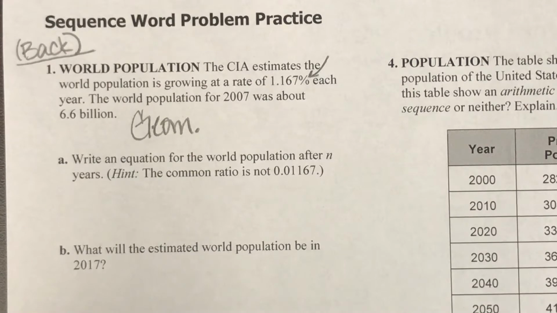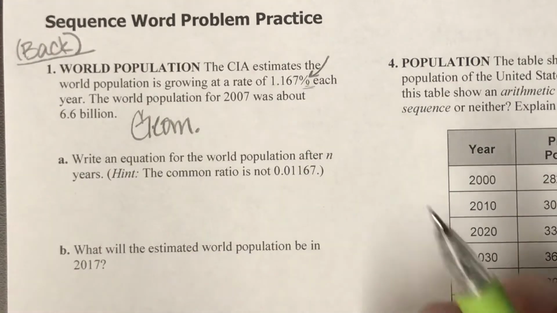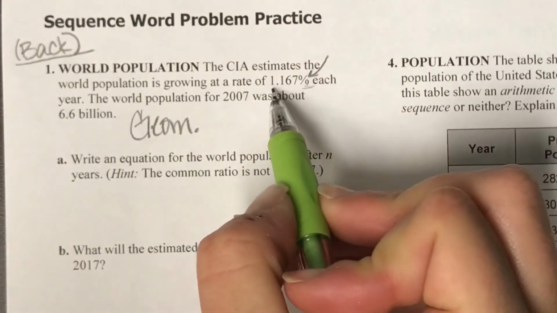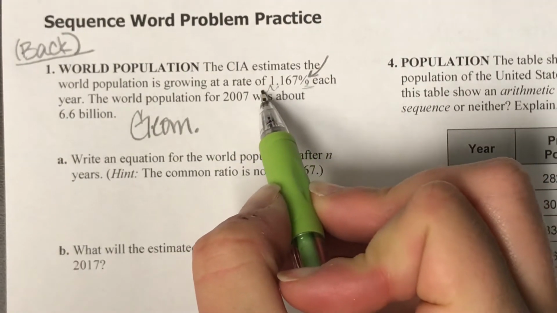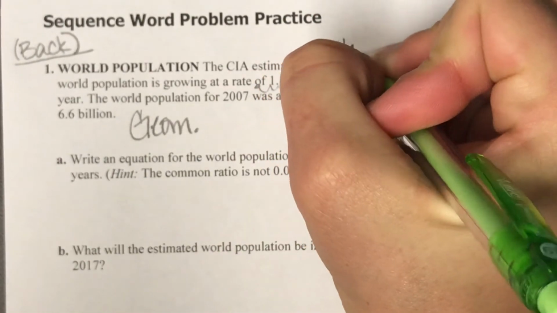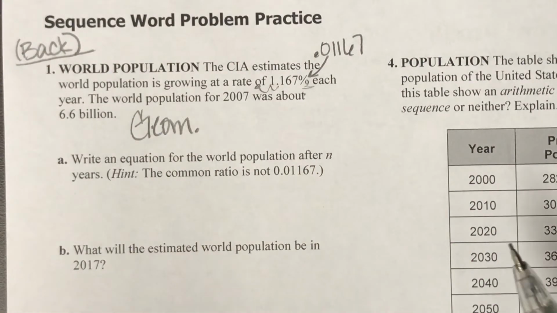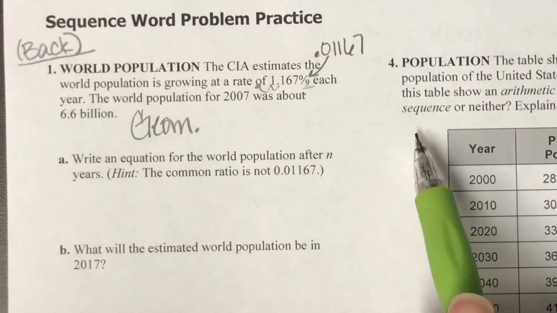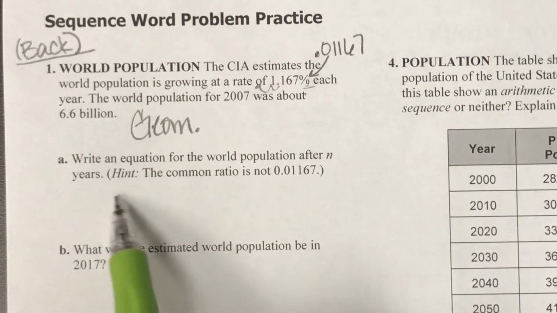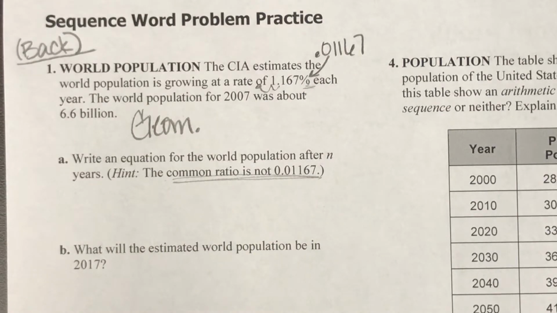Well, the problem is you can't multiply by a percent as is. You have to convert it to a decimal. So remember, again, like 5th, 6th grade review, if I back that decimal up 2 spots, it gives me 0.01167. That's the number we're actually using instead of the percentage, all right? So we're going to multiply that. But we run into this issue where it tells me in part A the common ratio is not 0.01167. Well, that's what we just decided it was if we take a percentage and adjust it to a decimal.